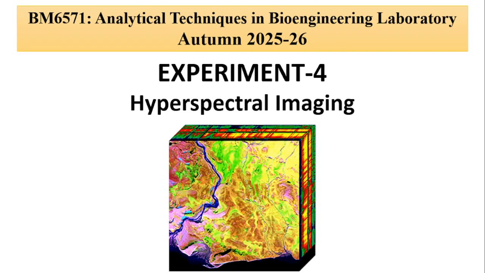Today in this class we will discuss experiment 4, called hyperspectral imaging. First of all, we had learned about the principles of colorimetry and how color or color perception is important in the analysis of different experiments and different samples. Here we will be learning an advanced technique of color analysis, how we can use hyperspectral imaging in order to analyze the samples or the data in a much more robust and wonderful way.